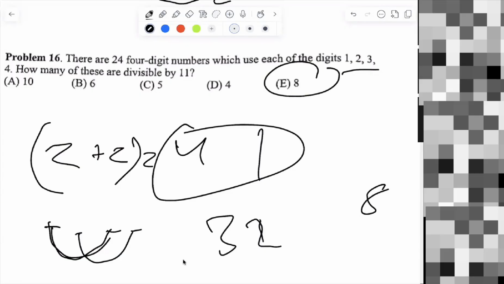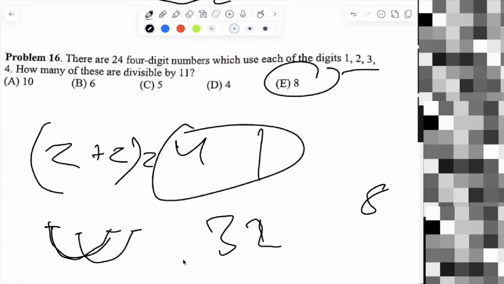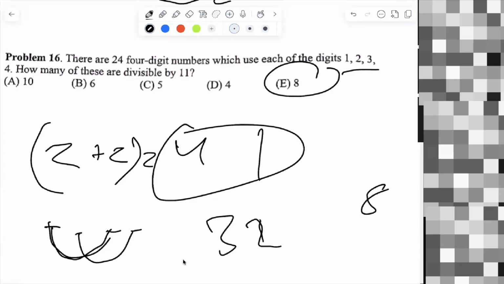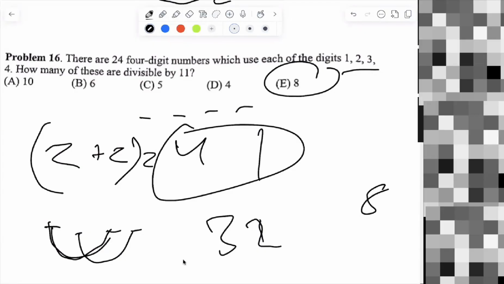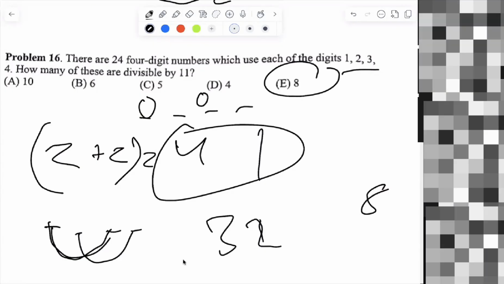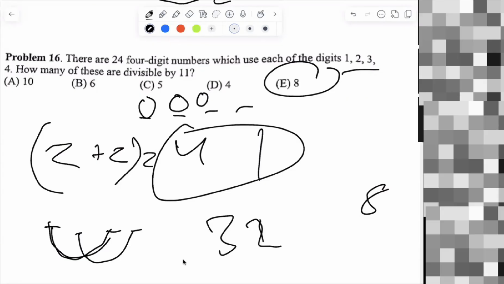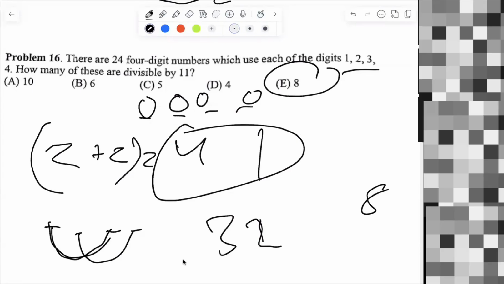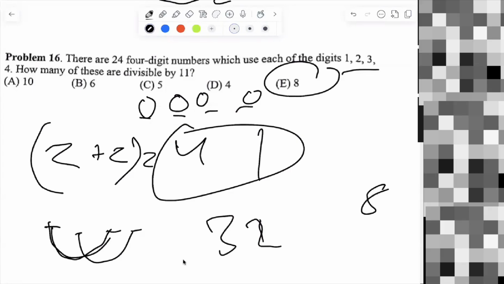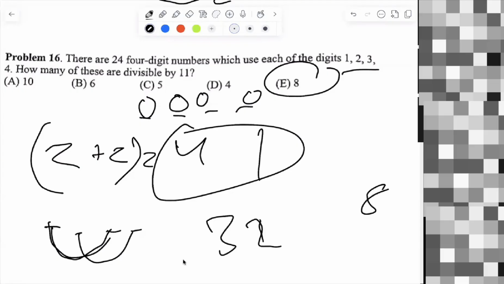Why is that? Because, as we talked about in the last lesson and the lesson before, a number is divisible by 11 if the sum of the first, third, fifth, and so on digits is equal to the sum of the second, fourth, sixth, and so on digits. So from there, we can notice that the only digits that can possibly work are 4, 1, and 3, 2. And we can flip them over to get 1, 4, and 2, 3.